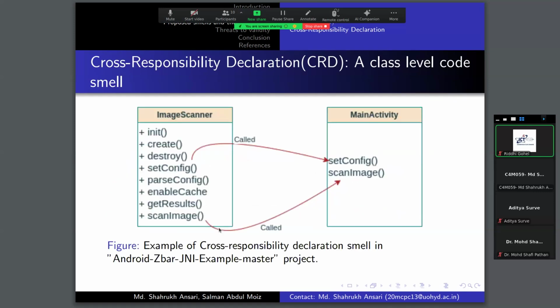So this is one example of cross responsibility declaration from one of the projects. Here we can see that ImageScanner has 8 methods, but these setConfig and scanImages are called most of the time in MainActivity. So these two methods should belong in the MainActivity class. So here we can say that ImageScanner is suffering from this cross responsibility declaration smell.